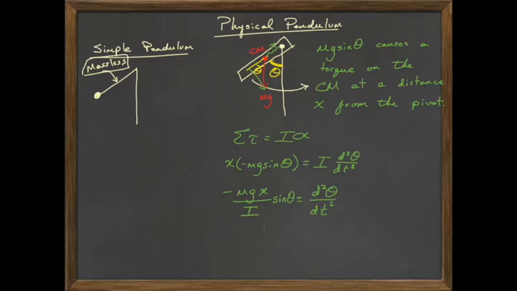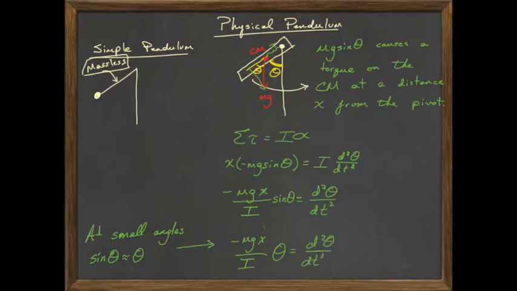and we do the same thing with the small angle approximation, we get the expression minus mgx over the moment of inertia times theta is equal to the second derivative of the angular position. Again, this is simple harmonic, where in this case the angular frequency is the square root of mgx over the moment of inertia, and the period is 2 pi times the square root of that reciprocal.